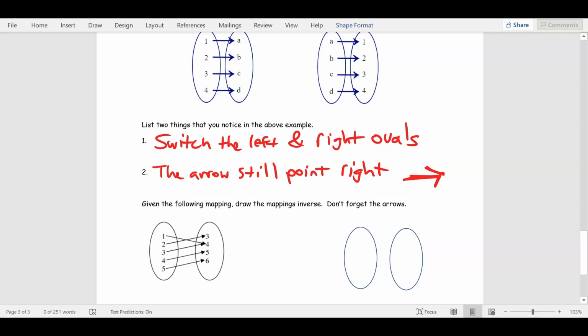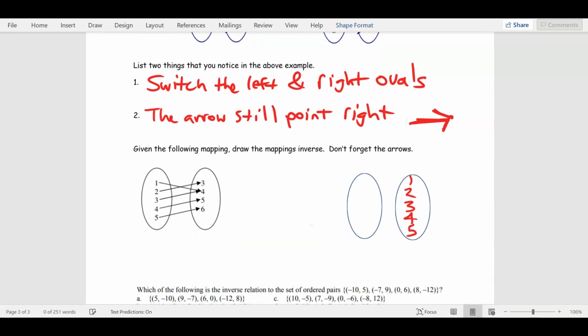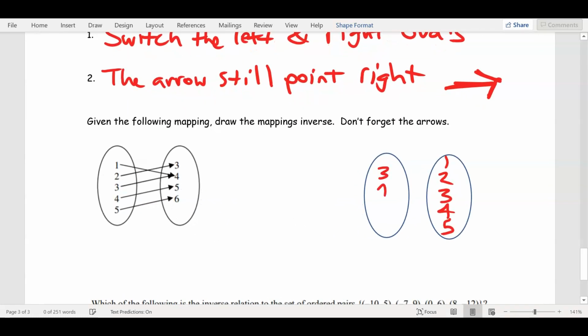So what should I do on this next one to get the inverse? What do I do? Tell me what I do. On which oval? On the very right one. So we're going to put all the left ones into the right one. 1, 2, 3, 4, 5. What else? Okay, 3, 4, 5, 6. So think backwards now. So 3 goes to what? Right. Okay, 3 goes to 2, and my arrow still points right.